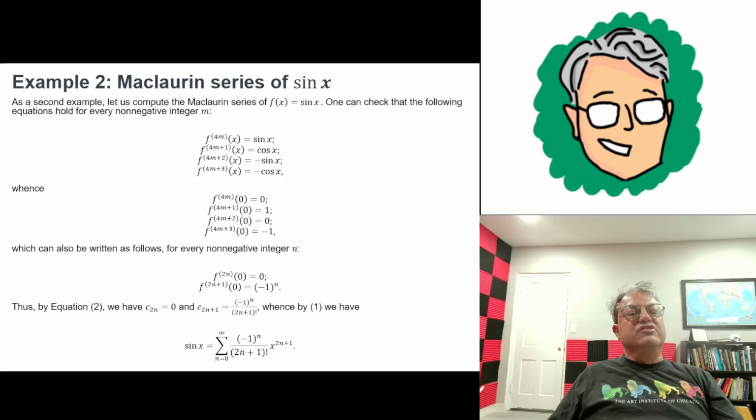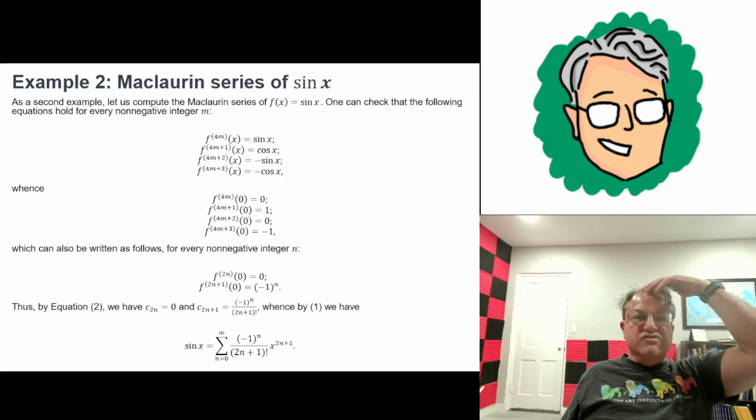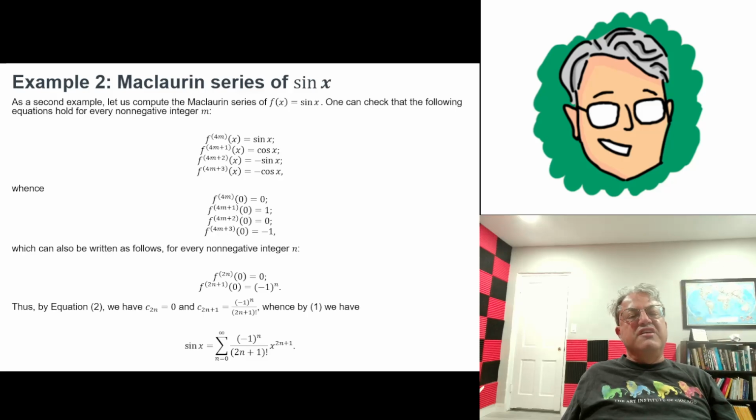Sine and cosine are a little bit trickier, but not too much. So sine, you probably know the derivative of sine is cosine, and the derivative of cosine is negative sine, and then you can go a couple more. The derivative of negative sine is negative cosine. So the second derivative of sine is negative sine. Third derivative is negative cosine. Fourth derivative gives you back sine. So when you keep differentiating sine, it has a period of 4. So that means you can write this in kind of a general way.